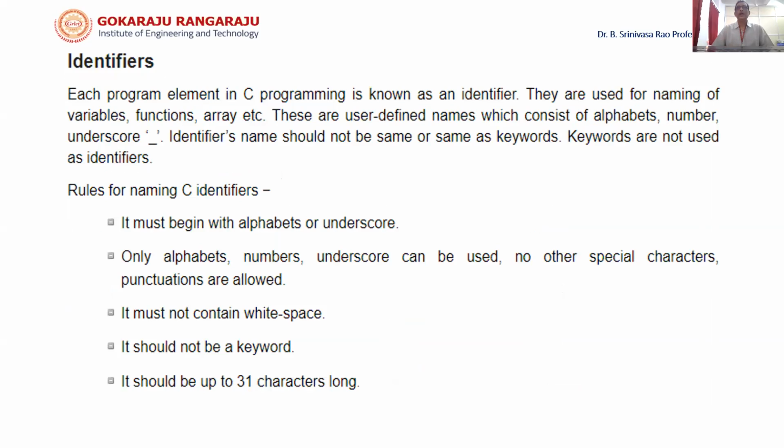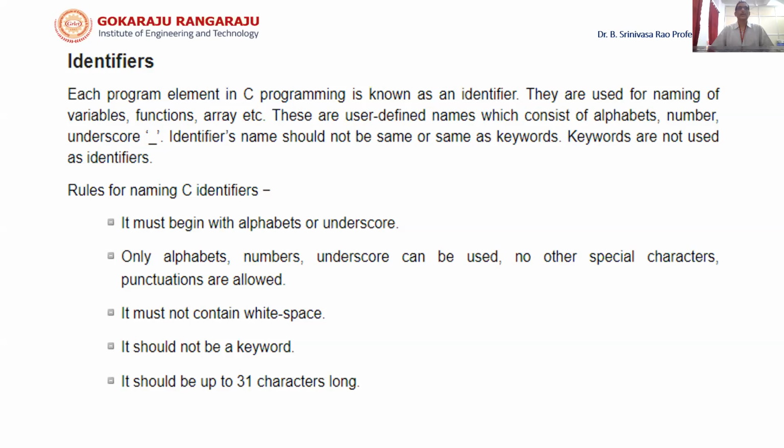Next one is identifiers or variables. Each program element in C programming is known as an identifier. They are used for naming variables, functions, arrays, etc. These are used to define names which can consist of alphabets, numbers, underscore. An identifier name should not be the same as a keyword. Keywords are not used as identifiers.